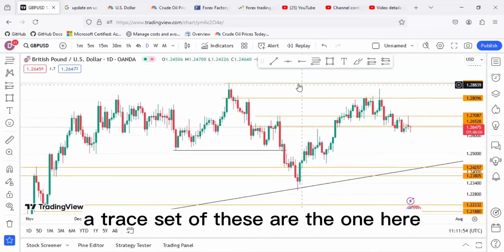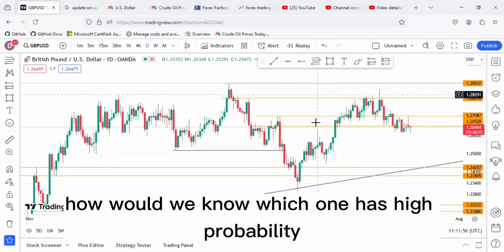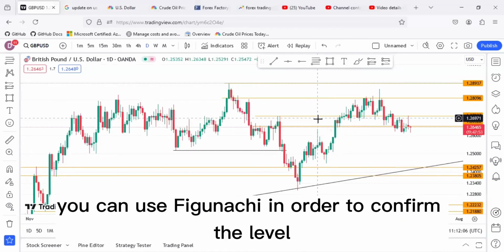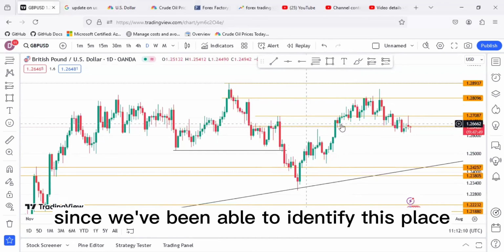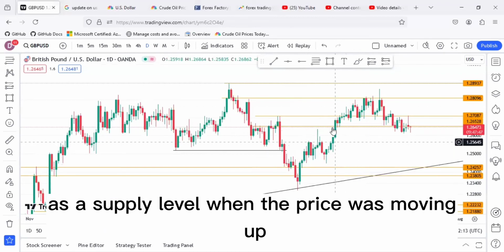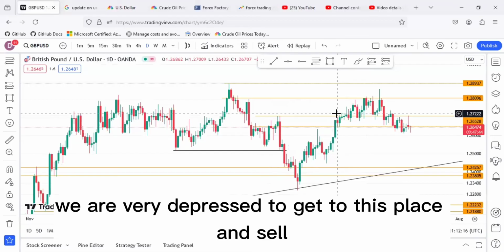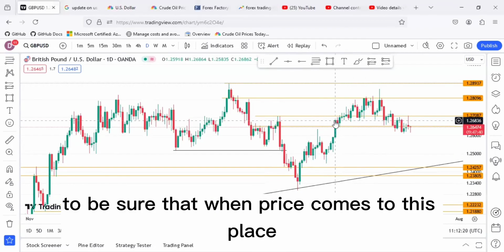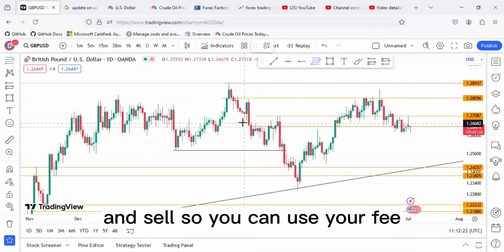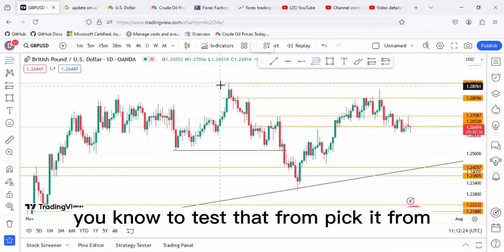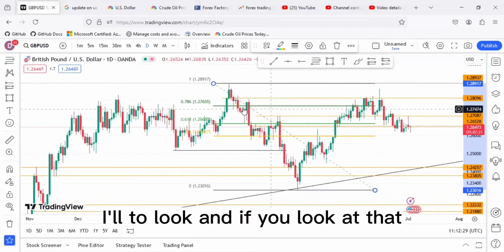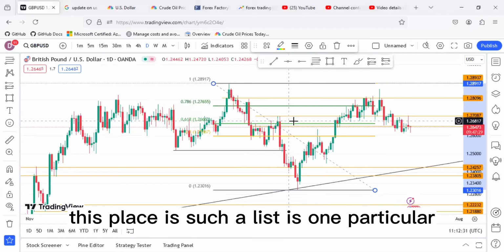This is a trade setup. This is another one here. How do we know which one has higher probability between these two? You can use Fibonacci to confirm the level. Since we've identified this place as a supply level when the price was moving up, we expect the price to get to this place and sell. So how are we going to be sure that when price comes to this place, it will sell? You can use your fib to test that, pick it from high to low. And if you look at that, this place is actually 61.8.